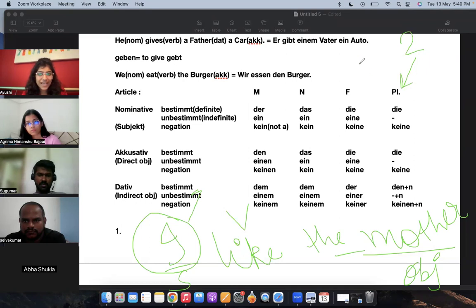One is called a direct object and another is called an indirect object. So, what is mother? Mother here is a direct object.